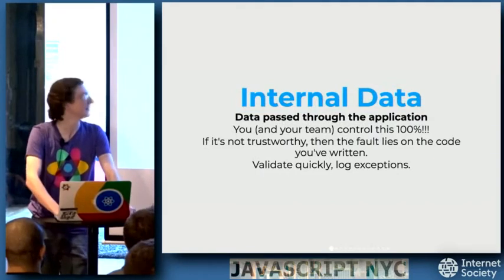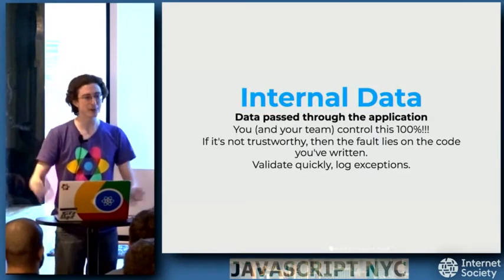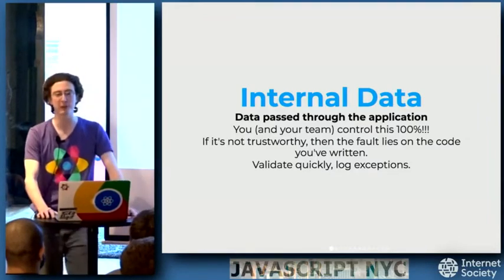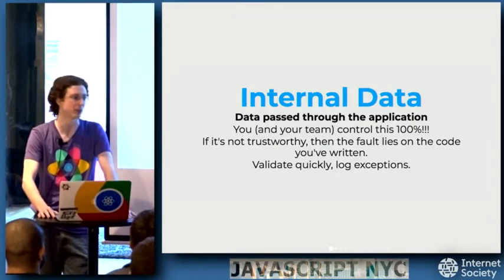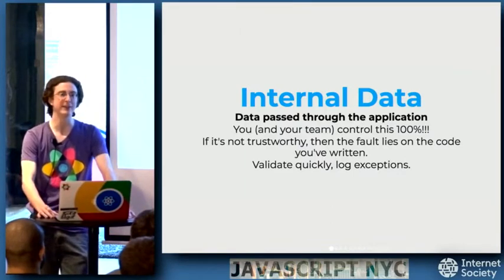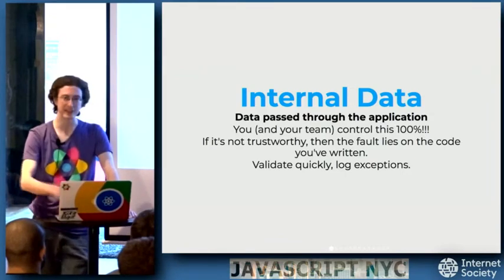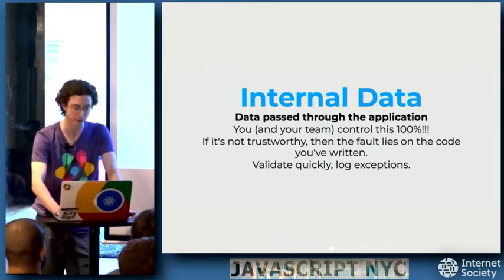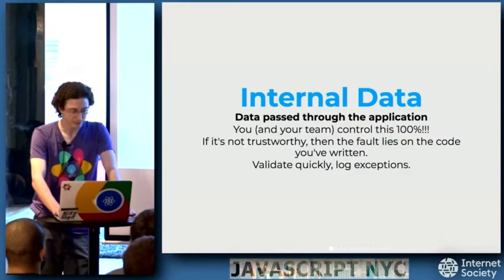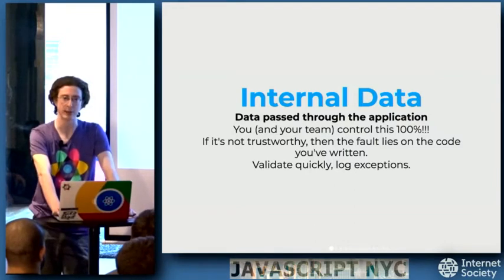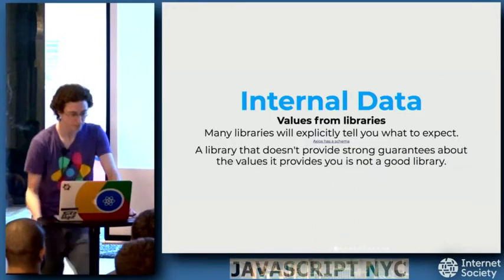With internal data, that's all you. If you don't trust it, you're not trusting yourself. You're not trusting your coworkers. Like if you can't trust the data that's being passed as an argument or as a prop in React, then that's a big problem. So then that's a code problem. You should be fixing that. Yeah. So if it's not trustworthy, then you need to validate it quickly, and you need to log any exceptions that happen so that you can find it faster.